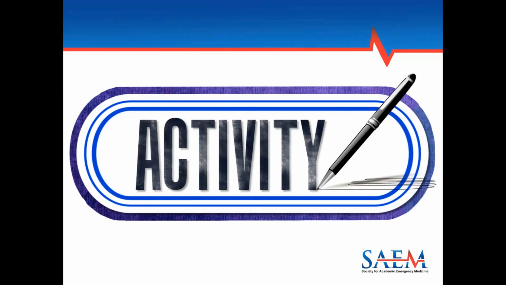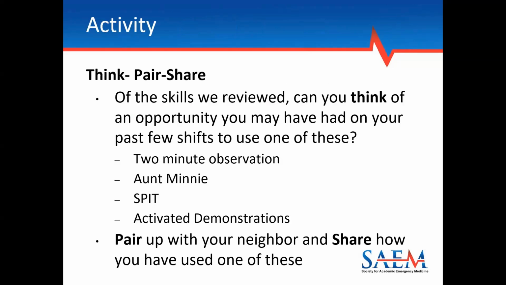It's now time for our post-curriculum activity. Please use the activity printout accompanying this module to assist with the exercise questions. So please pair up after you think for a moment about this question. In the pair, you can discuss your answer. Of the skills we reviewed, can you think of an opportunity you may have had on your past few shifts to use one of these? 2-minute observation, mini-SPIT, or activated demonstrations. When you're ready, pair up with your neighbor and share how you could have used one of these.